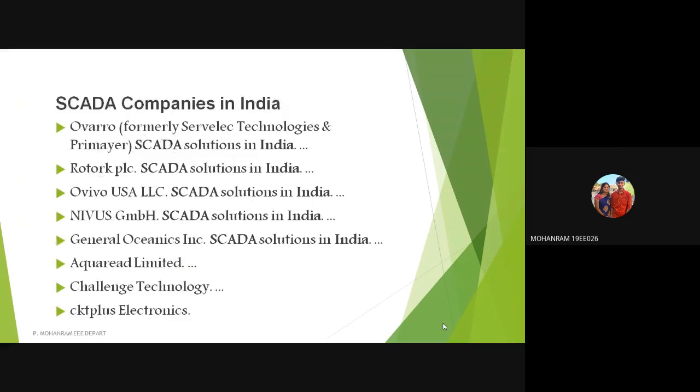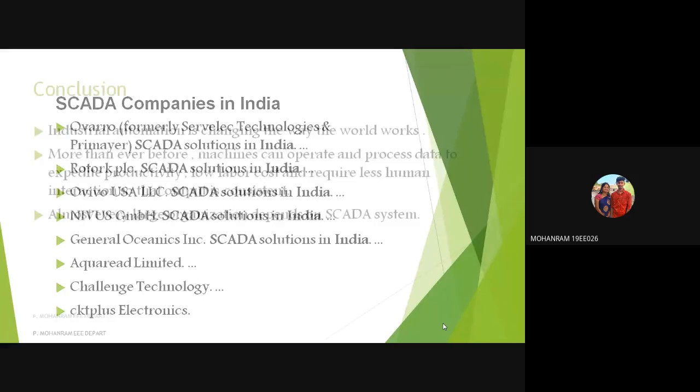Next, these are the companies which are using SCADA system, like in our country, India: Ovaro, formerly Sevelec Technologies, and Premier, and Rotroc PLC, and Vivo USA LLC, Nivus GmbH, General Oceanics Inc., and Aquarid Limited, Challenge Technology, CKT Plus Electronics. These are the companies which are majorly using SCADA system in our country. Next.